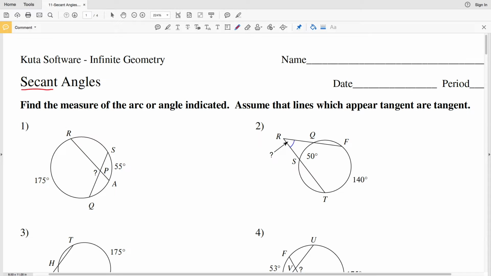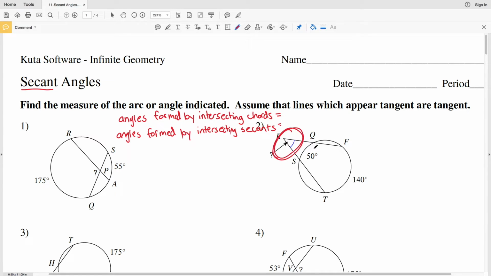Now for numbers 1 through 8, it's asking us to find the measure of the arc or angle indicated. And we're to assume that the lines which appear to be tangent are tangent. So we're going to be using two different formulas. The first formula is for angles formed by intersecting chords. So that's where the intersection appears inside of the circle. The second formula will be angles formed by intersecting secants. So angles that are formed outside of the circle.